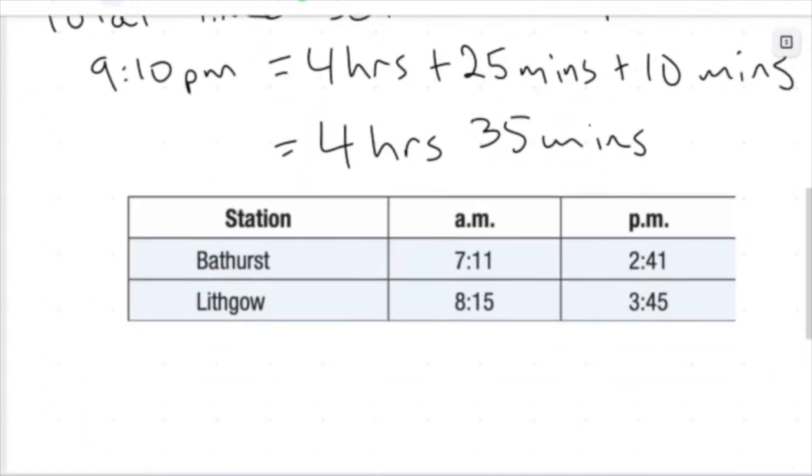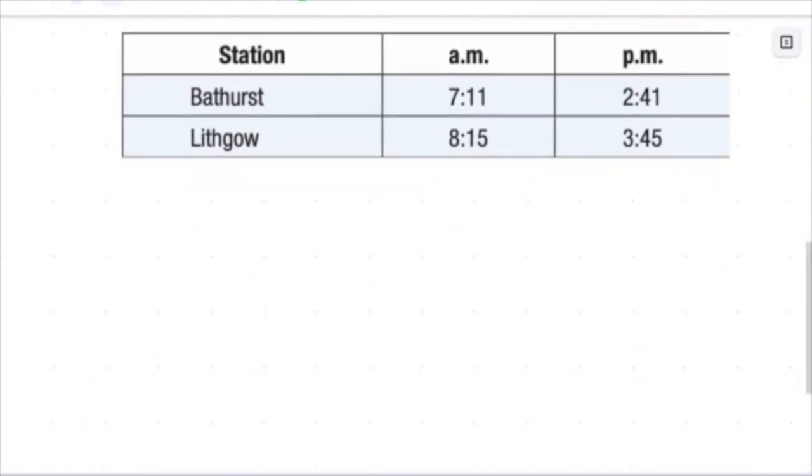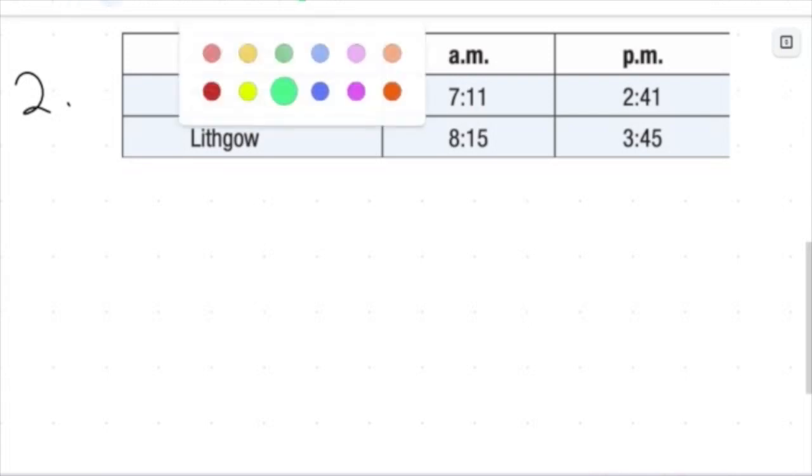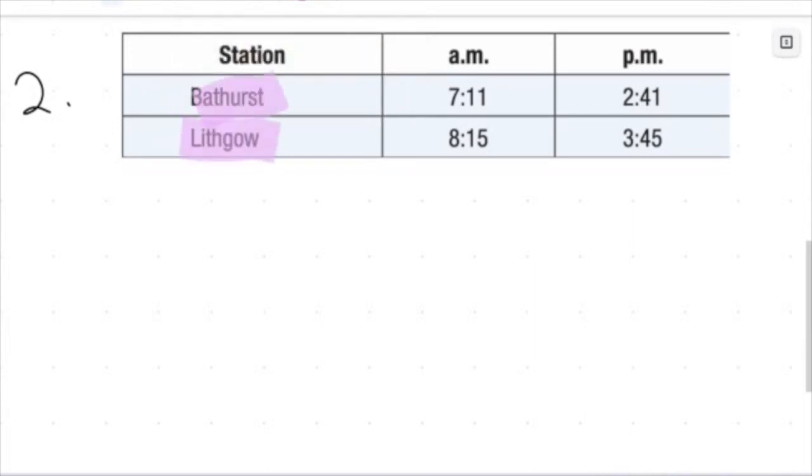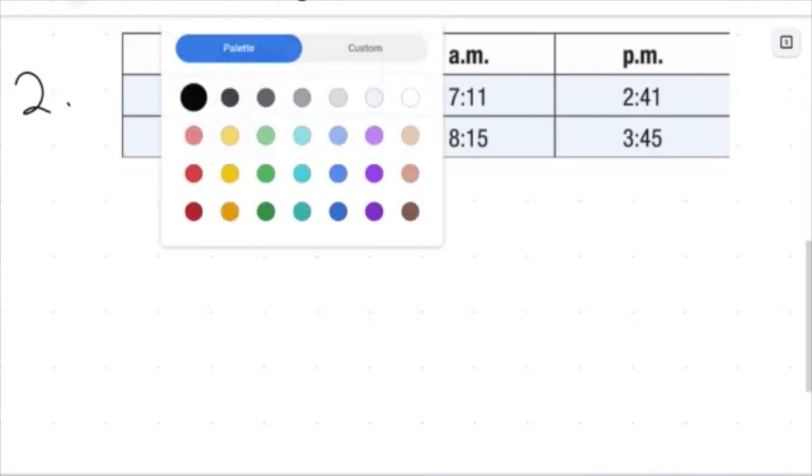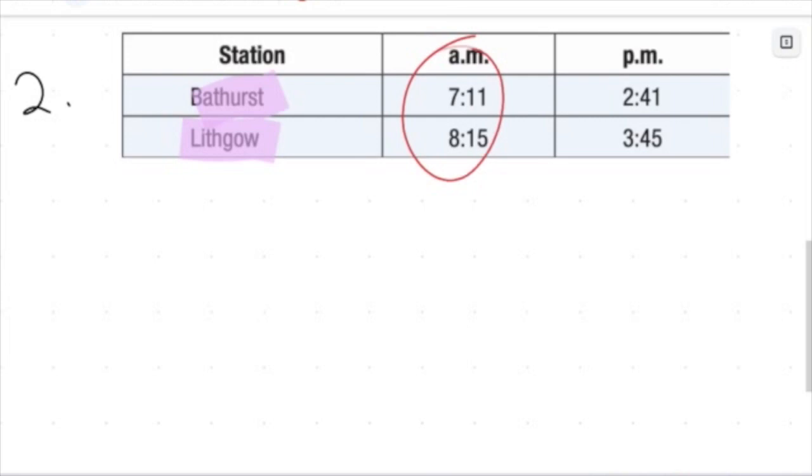Now, I said before that we would look at another question, which is a real life application of these time intervals. So here I'm looking at a train timetable. So this is an example of a train timetable in Australia where I'm from. I have two towns here. One is called Bathurst, one is called Lithgow, and I have two different timetables between when this train runs. One is in the morning, one is in the afternoon.